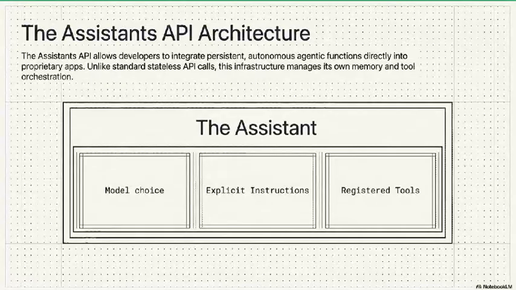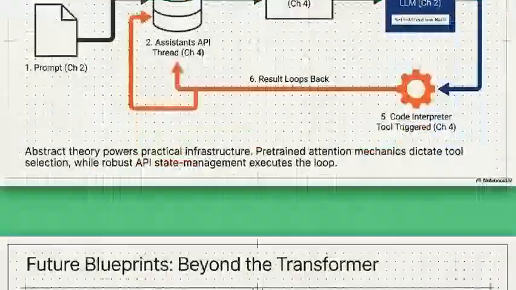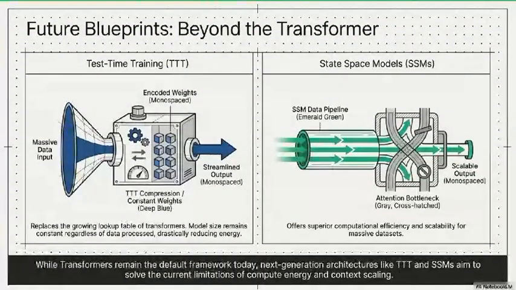Which is why the blueprint finishes by pointing to future blueprints beyond the transformer. It highlights two next-generation experimental architectures that were designed specifically to solve this energy and memory crisis. Let's explore them, because this is where the industry will likely be in 5 years. The first one is called TTT, or test time training. The visualization provided is wild. It shows a massive, chaotic blue funnel of data entering a deep blue box. But the box is labeled TTT compression constant weights, and out of the bottom comes a perfectly streamlined output.